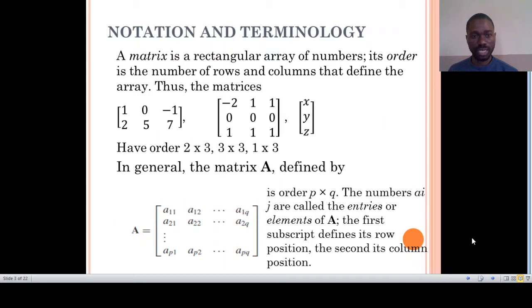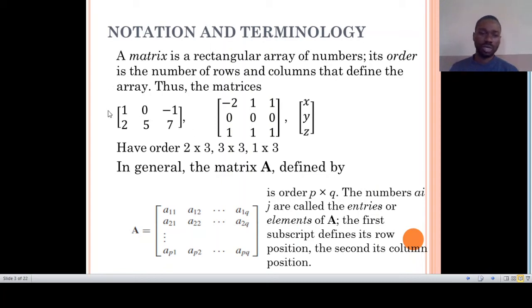A matrix generally is a rectangular array of numbers. Its order is the number of rows and columns that define the array. Let me present it in a way that you will understand better. When you have data or a set of numbers arranged in rows and columns, that kind of arrangement is known as a matrix. But in the matrix case, it will be arranged in parentheses or in square brackets.